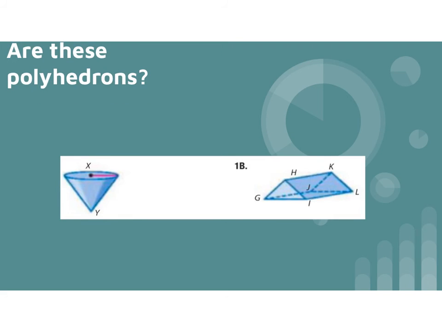Go ahead and try these in your notes. Are these polyhedrons? You will notice that this is not a polyhedron here. Here we have a cone. Even though it is upside down, it's still a cone. We have our vertex here and our circular base. That wasn't a very good circle. Anyway, this is a cone, so that means it is not a polyhedron. Here at 1B, we have a triangular prism. We see our base here. These are the 2 parallel faces, and they are triangular, so we have a triangular prism polyhedron.